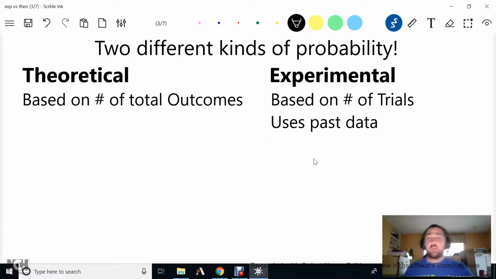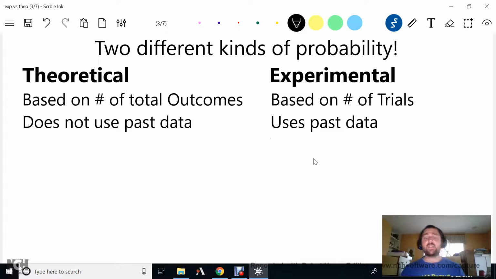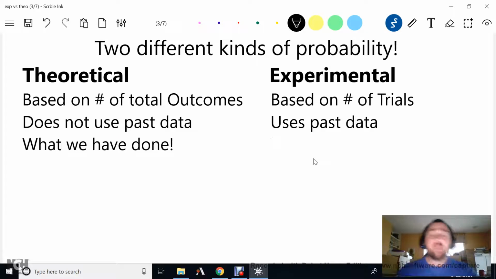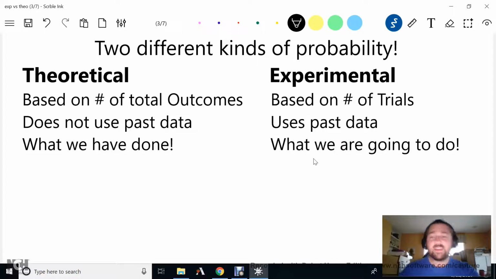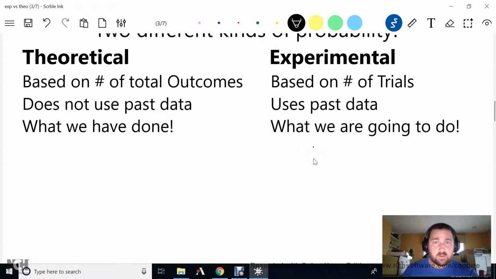Experimental probability uses past data. It looks at what has happened in the past to make predictions. Theoretical probability does not. It just looks at the scenario. It doesn't say, oh, if people have done this in the past, it doesn't worry about that. And to be really clear, theoretical probability is what we've done so far. Every probability question we have done so far this year has been theoretical, but experimental is what we're going to do, okay?